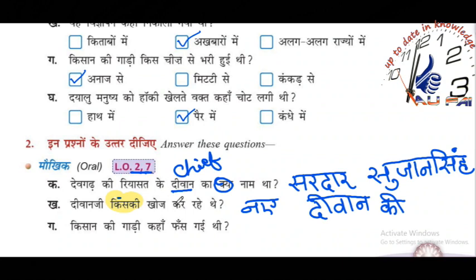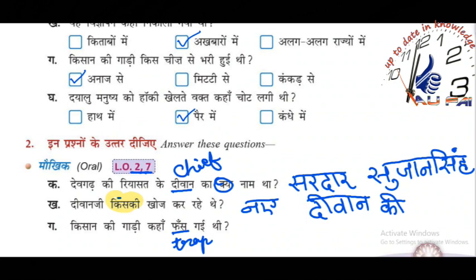Kisan ki gadi kahan phans gayi? Phans means trapped or smeared. So where was the farmer's bullock cart trapped? It was trapped in the pond. You see the picture, that's a pond. A pond has one side muddy and somewhere water.